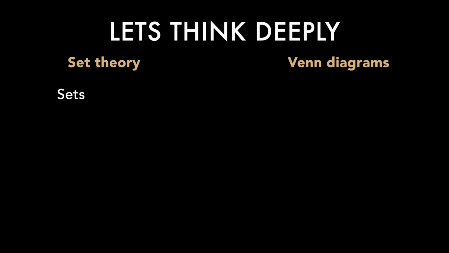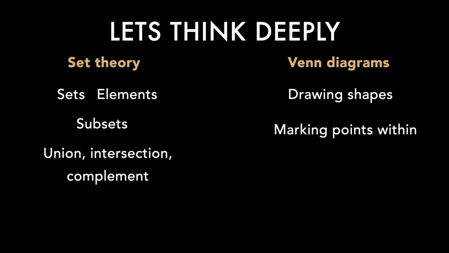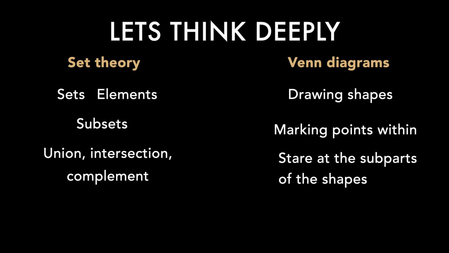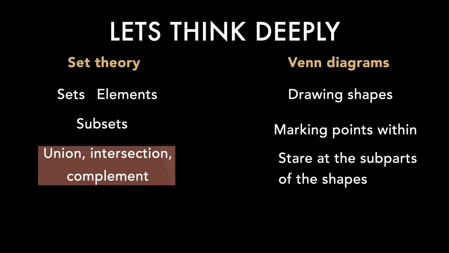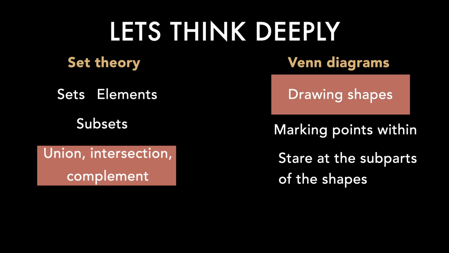Set theory talks about sets, elements, subsets, and operations like union, intersection, and complement. If you think about Venn diagrams, what first comes to your mind? It'll be about drawing shapes, shading overlaps, staring at subparts. When we reason with them, we are pretending that these operations on sets and these drawings are essentially the same thing. We believe the algebra follows the geometry.